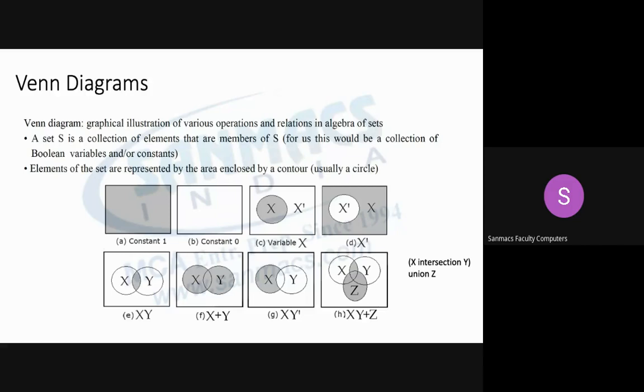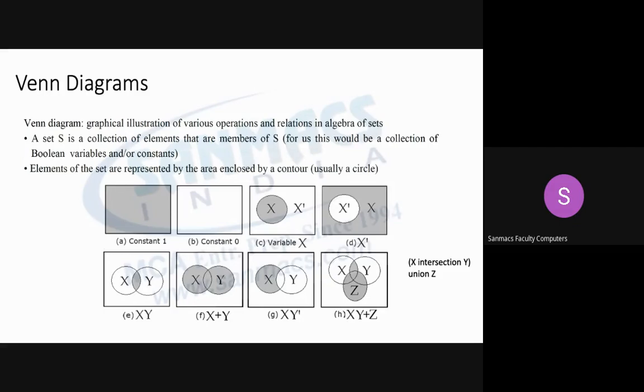So here, for example, we have the Boolean constant 1. It's going to be just the entire gray area. Then we have Boolean constant 0. It's going to be the entire white area. Then suppose we have variable x. As we all know, there are two values for x, which are 0 and 1. So the 1 area is going to be enclosed in a circle and grayed out, while the 0 area is going to be just the entire white area.